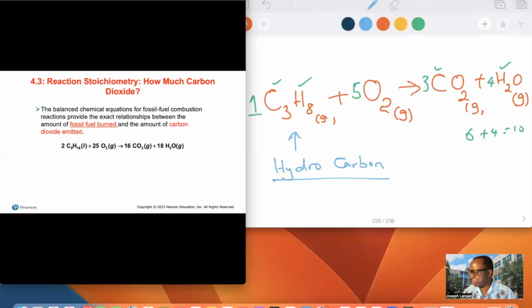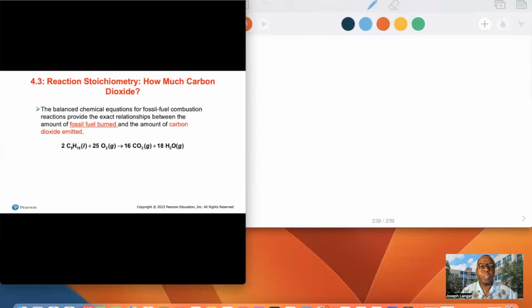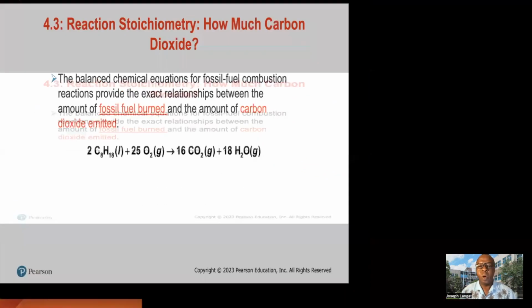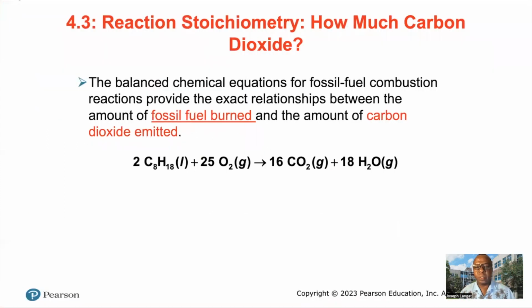Remember the question about global warming, all right? One school of thought is arguing that global warming is a result of burning of fossil fuel. The other school of thought is arguing that it is a result of active volcanoes. How do we know? It is by using reaction stoichiometry.